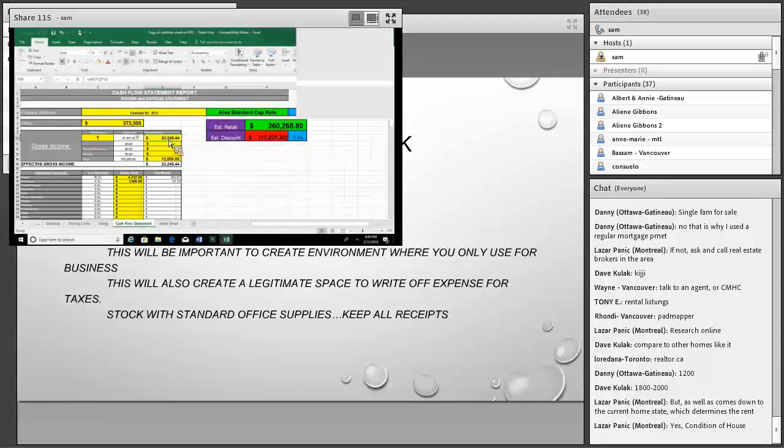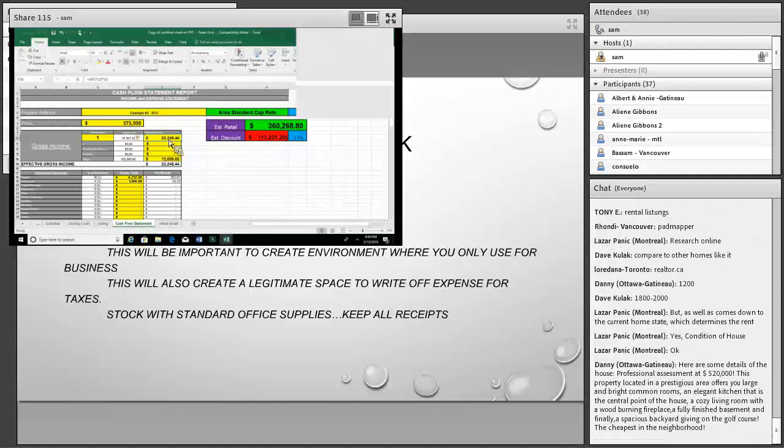Okay, market rents. When we're looking at market rents, it's always in the sense of retail. So the rent might be less, Lazar, in a particular house, but the house should be able to be moved into. So we're always looking at retail rents. We're always going to try to provide clean, safe housing. Okay, here's some details on the house. Professional assessment at 520. The property is located in a prestigious area. It offers large and bright common rooms, elegant kitchens, a cozy living room, furnished. Okay, that sounds great.